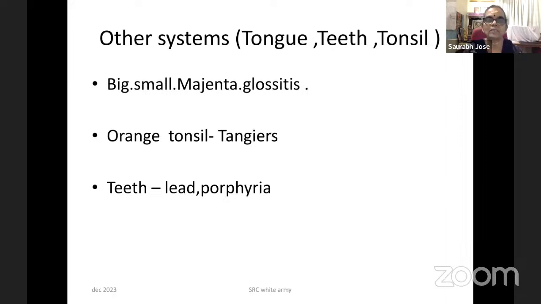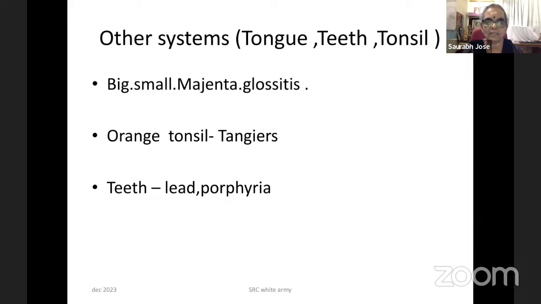So this is what my teacher, Professor K. Srinivasan, used to tell. Do not forget skin, hair, nail, tongue, teeth, and tonsil. They will give important clues. You can have a big tongue, a small tongue, a magenta tongue, glossitis. Amyloidosis: big tongue. Small tongue: atrophy, like motor neuropathies. Magenta tongue, beefy glossitis: multivitamin deficiency.